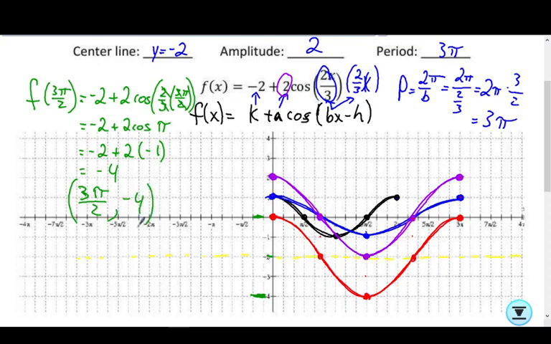So I should have the coordinate 3 pi over 2, comma, -4. Is that where I ended up? Well, here's 3 pi over 2, and it's at -4. So that's my coordinate. So 9 times out of 10, if the one that you check is correct, then the rest should be correct as well.